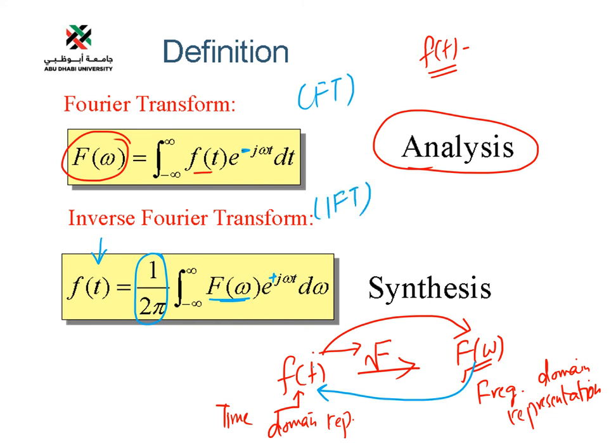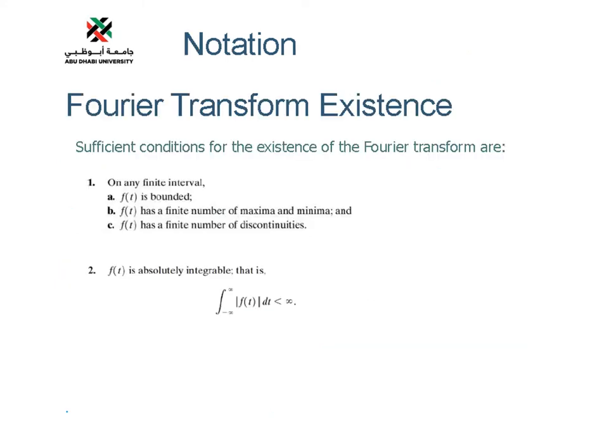See here, if I take the Fourier transform of the time domain signal, I will get F of omega, the frequency domain. This is the Fourier transform. If I take the inverse Fourier transform, I will get f of t. So this notation is also called the FT pair, the Fourier transform pair. Okay, what is the Fourier transform pair?